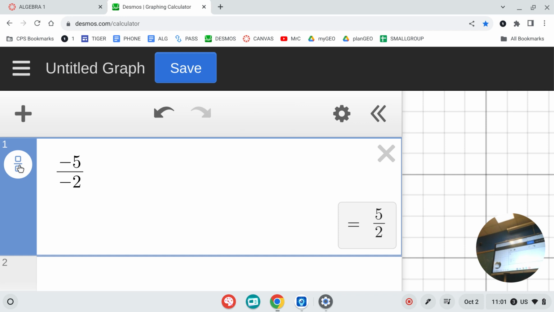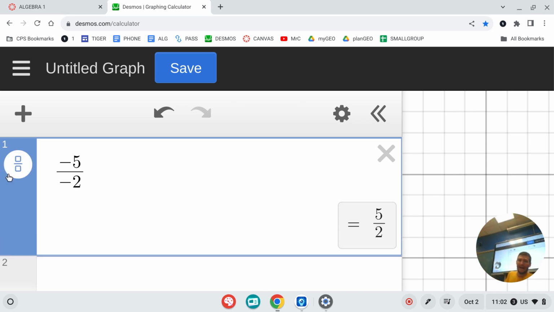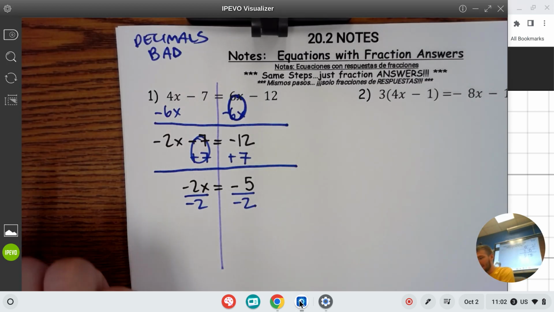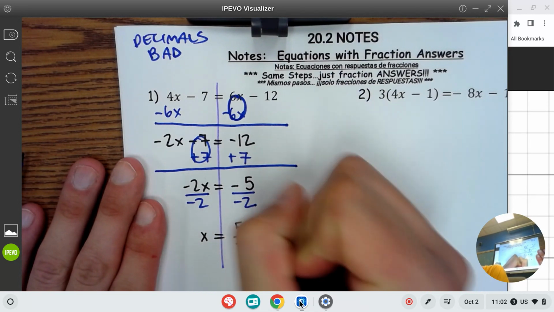All right, so we type it in, we get a decimal. Does everybody see this blue button on the side? Everybody got this button here? Click. We're always going for fraction answers. So the best way to put it, x equals 5 divided by 2. There you go.